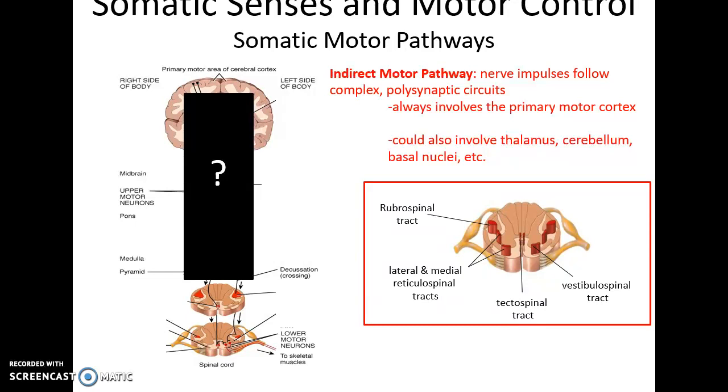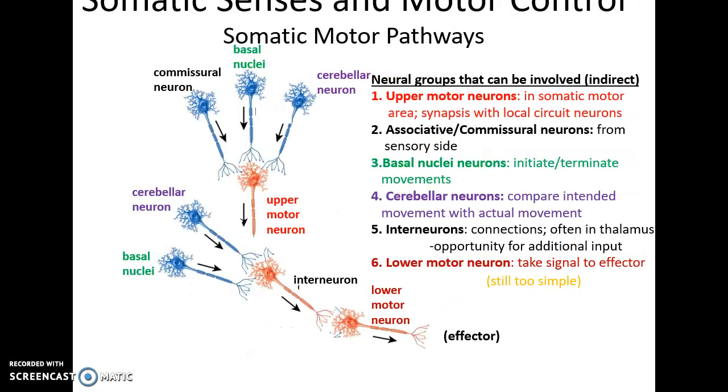Also, we have an indirect motor pathway, which is probably the most common. This is where the nerves end up having to form more complex polysynaptic circuits within the brain. It's very complicated. It involves the thalamus, the cerebellum, the basal nuclei, and it has its own tracts within the spinal cord that the indirect pathways follow. The rubrospinal tract, the lateral and medial reticulospinal tracts, the tectospinal tract, and the vestibulospinal tract. So it can get complicated.